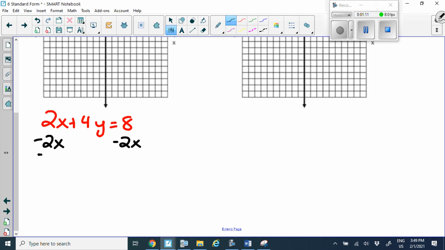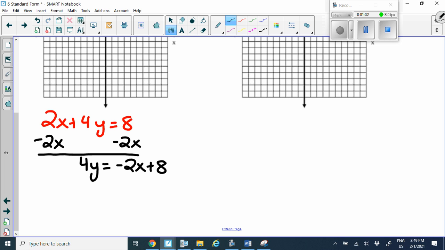Now we do want to make sure we put this in the order. So we have 4y equals, instead of doing 8 minus 2x, I'm going to put that negative 2x in front because that is going to be my mx part. And it makes it so much easier then to determine our y-intercept and our slope.